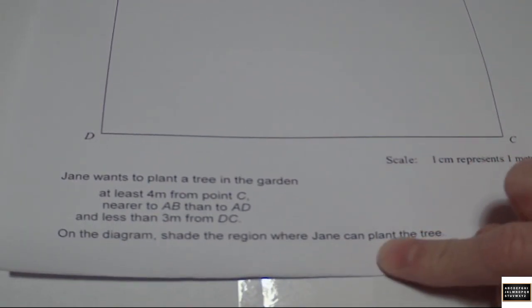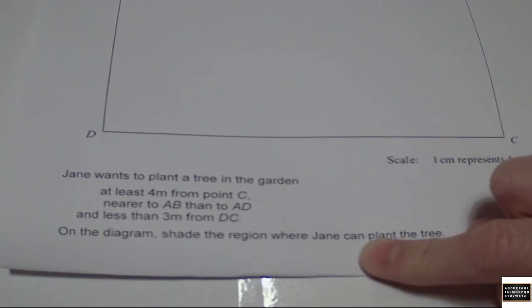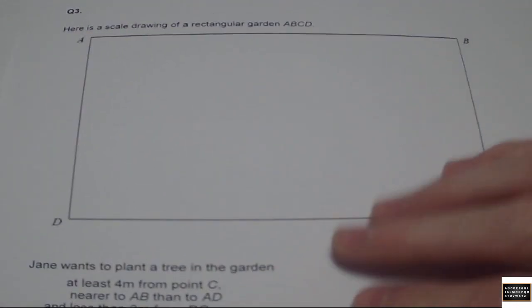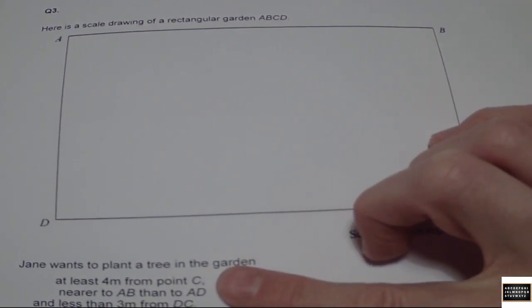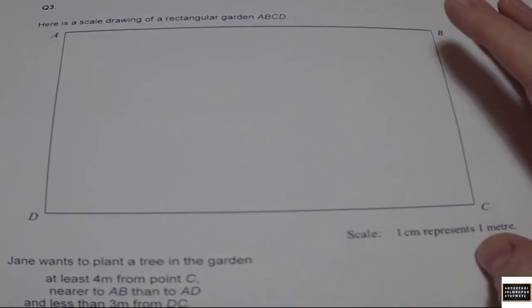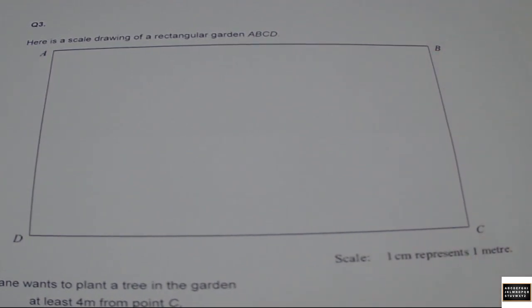It says, shade the region where Jane can plant the tree. So we've got to bear that all in mind. All that's got to be thought about. So let's talk this first one first. So at least 4 metres from point C. So this is the critical thing about loci questions, very typical about loci questions.